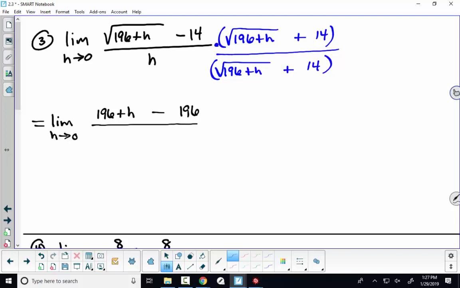So the top is a minus b times a plus b. So we know that turns into a squared. If we square the square root of 196 plus h, we just get 196 plus h, minus 14 squared, which is 196. So this here is our a squared minus our b squared.